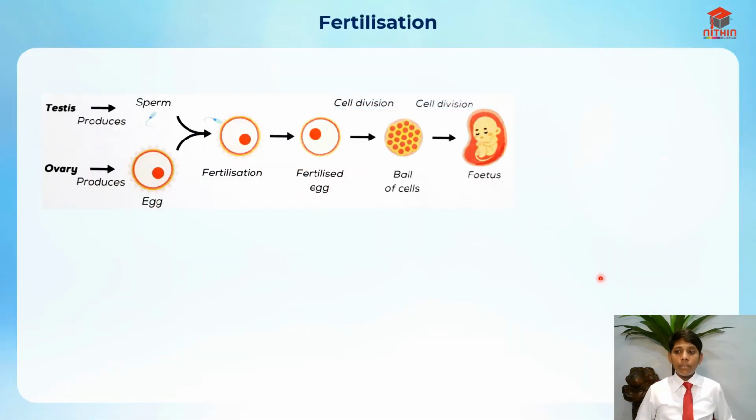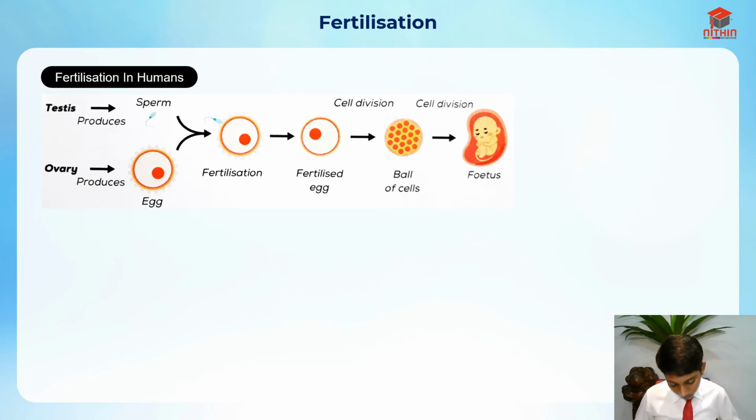So basically for humans, the testis produces the sperm. The ovary produces the egg, and the sperm will go into the egg, and once one of the sperm goes into the egg, the egg will freeze, so no other sperm can go inside.